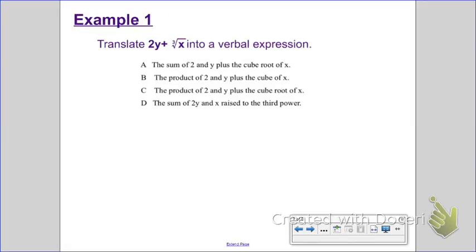So let's try this first example. I want to translate 2y plus the cube root of x into a verbal expression. So it was given to us algebraically. Let's just start with answer choice A and see what we have. So A says the sum. Well, what are we taking the sum of? We're taking the sum of 2 and y. Already I know that this cannot be an answer choice because of that.